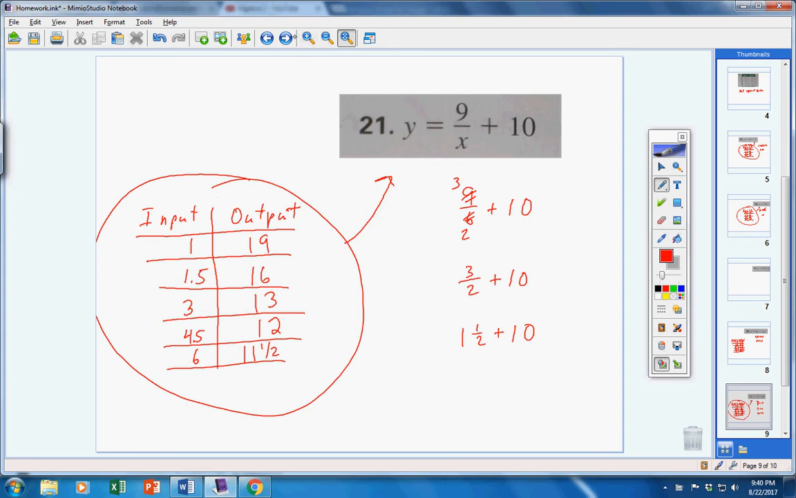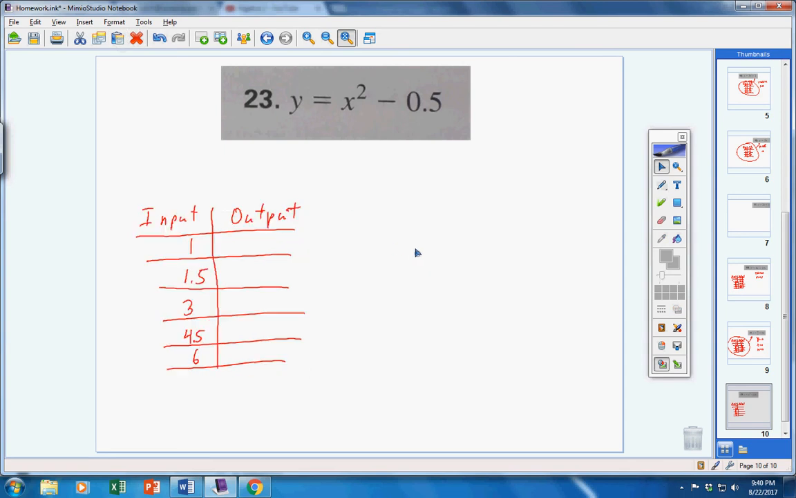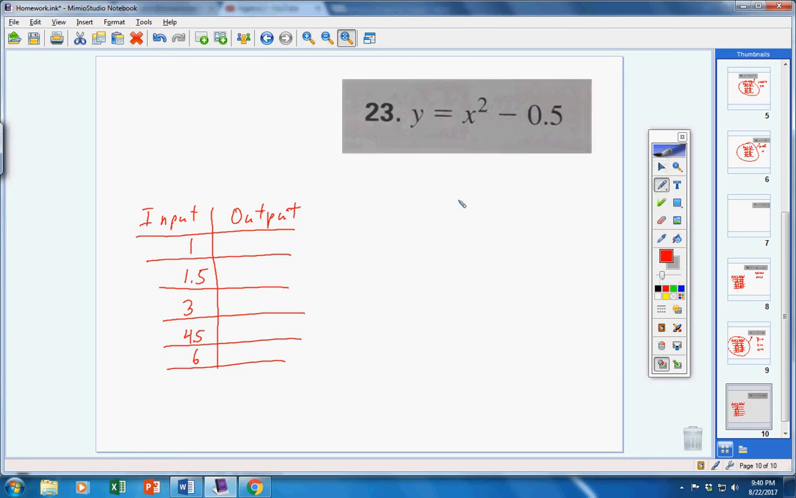Alright, last problem, we're finally done. Here we go. Let's substitute 1 in for x. So we have 1 squared minus, remember students, 0.5 is the same thing as 0.5. I'm just going to put 0.5. 1 times 1 is 1, and 1 minus 0.5 is just 0.5.